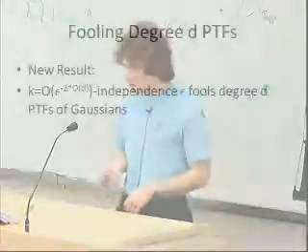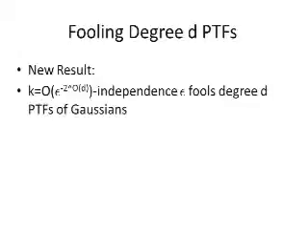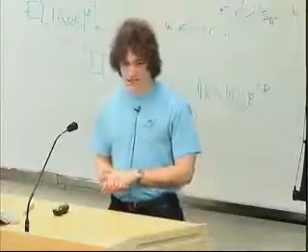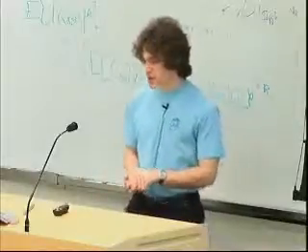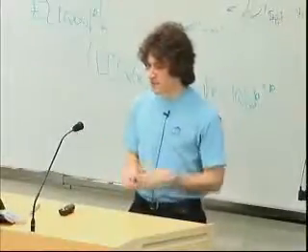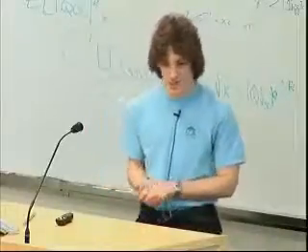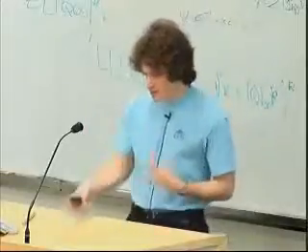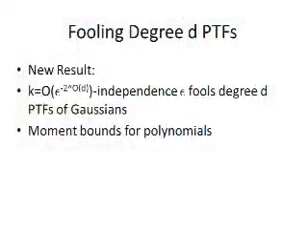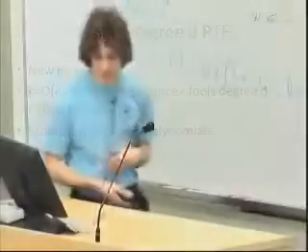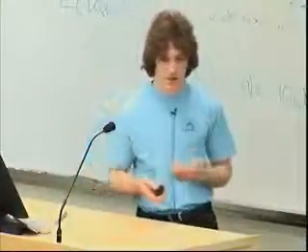So there's actually a new result that was newer when I originally gave this talk, that you can actually fool degree D polynomial threshold functions. Unfortunately, you need k to be something like epsilon to the minus 2 to the O of D independence. But what's the basic idea here? Now instead of moment bounds for degree 2 polynomials like this, you need moment bounds for arbitrary degree polynomials.